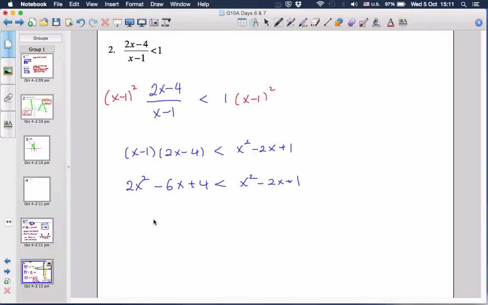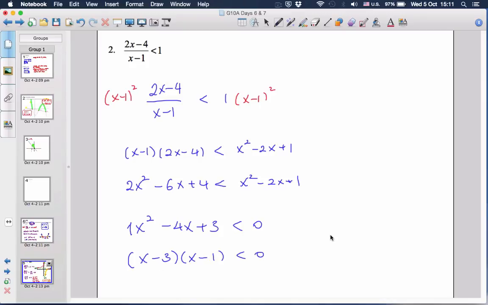I'm going to move everything to the left. That way my a value is going to be positive. It doesn't really matter if that's how you like it or not. And then minus 4x, and then plus 3, less than 0. And that's going to be x minus 3 times x minus 1 is less than 0.